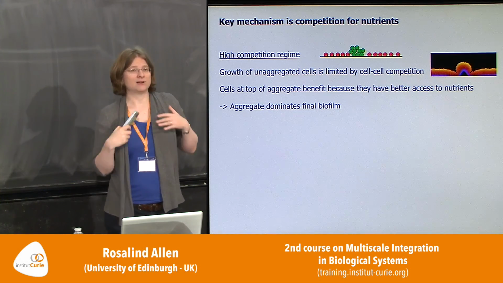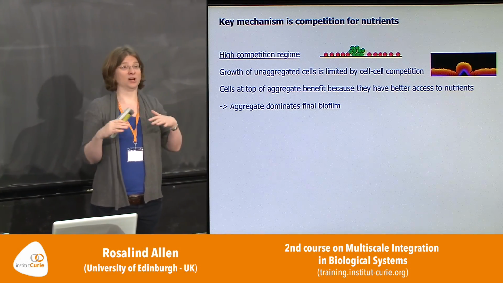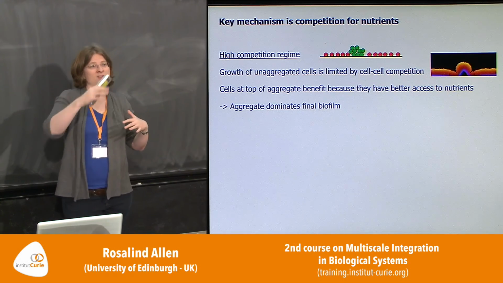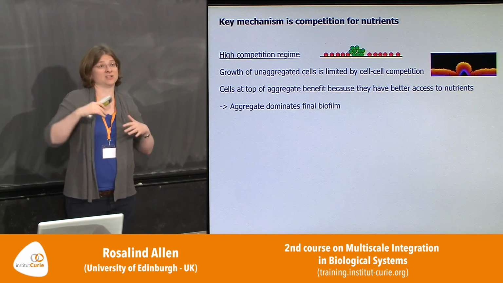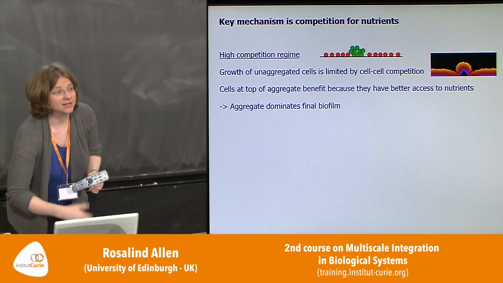So we think that the reason the aggregate does well under conditions of high competition is that firstly, the single cells do worse, and secondly, the cells at the top of the aggregate have this nutrient advantage because they're higher up. So that's why the aggregate comes to dominate, we think.